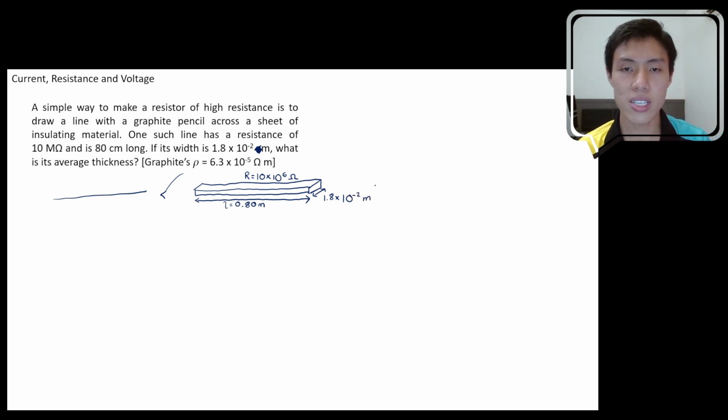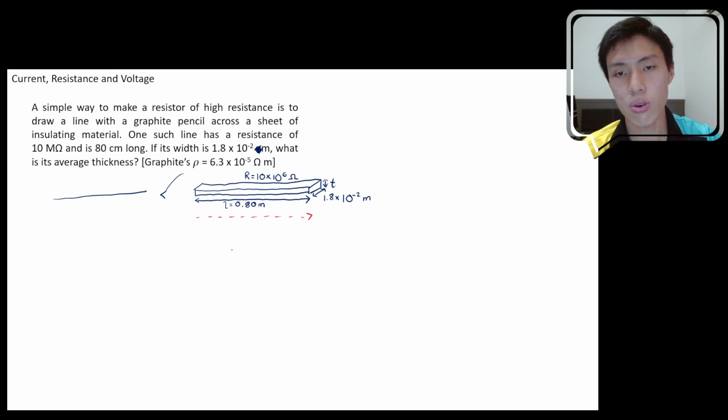Then they ask what the average thickness is. Thickness represents the height in this cuboid. So let's label it by T, thickness. We know that if we apply a potential difference to this line, current will be flowing in a direction like this.